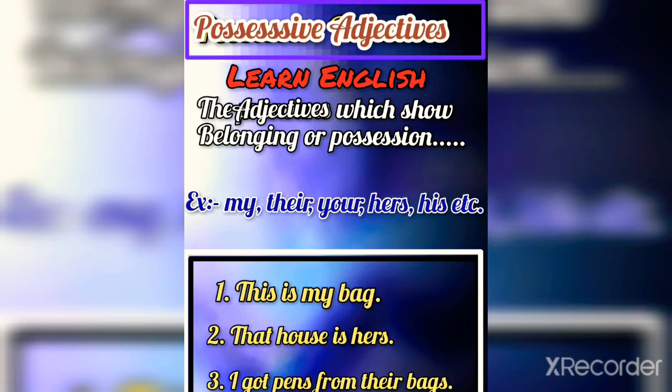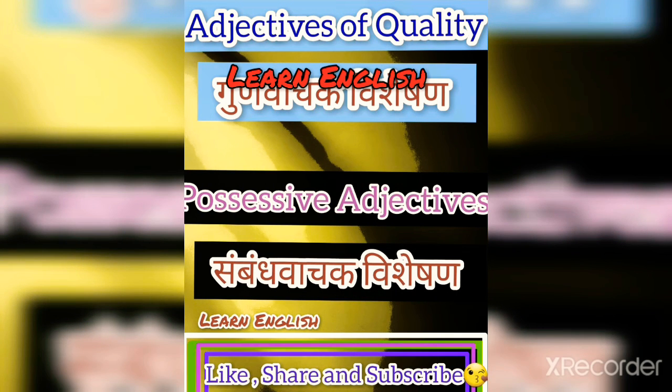Now friends, what do we say these both types of adjectives in Hindi? So adjective of quality is called gunvachak visheshan.